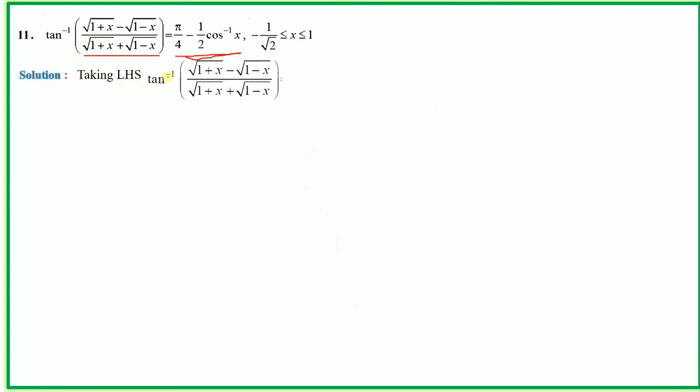Taking the left hand side, that is tan inverse of (under root 1 plus x minus under root 1 minus x) upon (under root 1 plus x plus under root 1 minus x). Put x equal to cos 2 theta. Because here we have 1 everywhere, when we put x equal to cos 2 theta, sometimes we convert it into 2 cos square theta minus 1 or 1 minus 2 sin square theta. Then cos inverse x is equal to 2 theta, so theta is equal to half cos inverse x, that we will put at the end of the question.